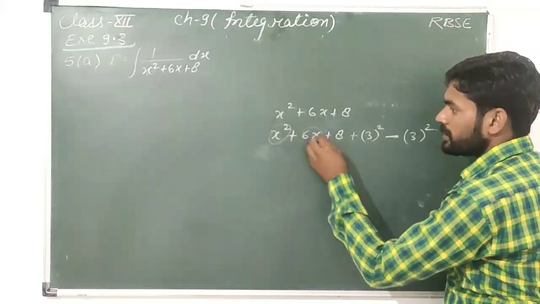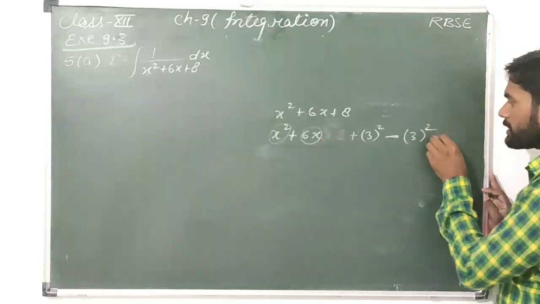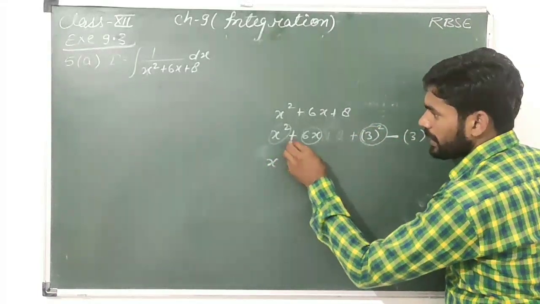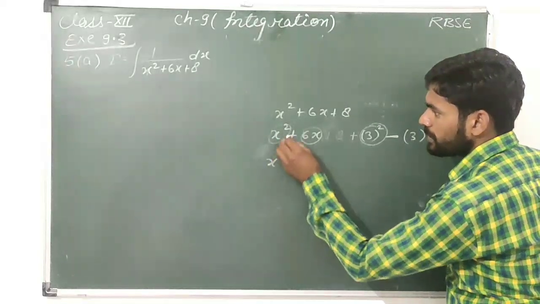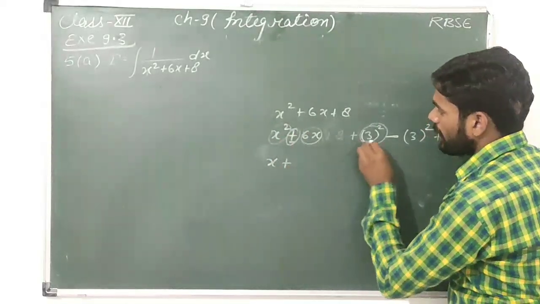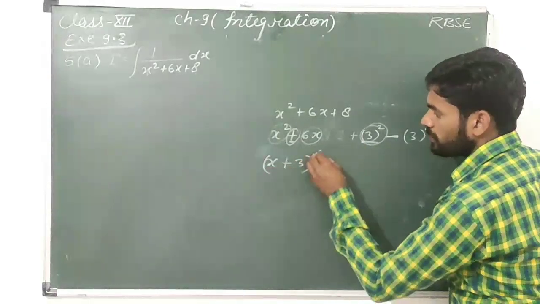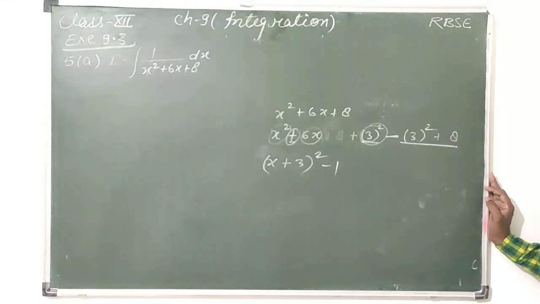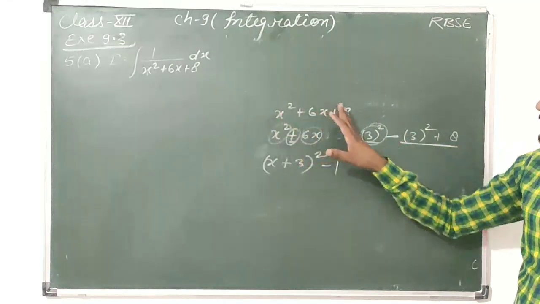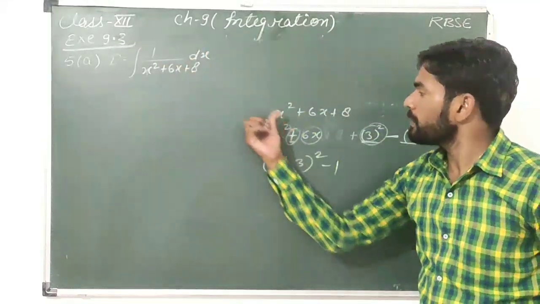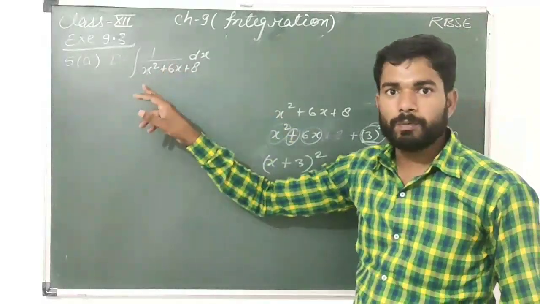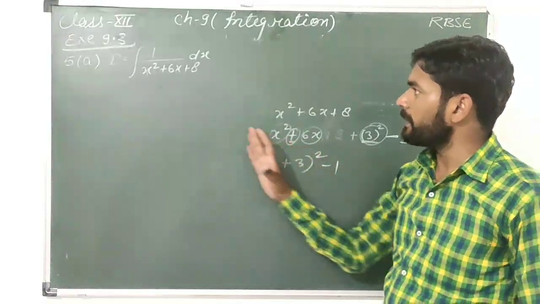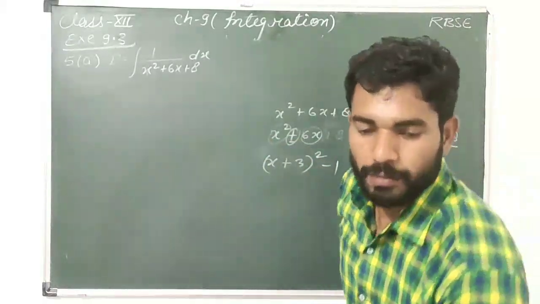Same value will remain. But this function, and plus a, I am writing here, and this function will give us an identity: this one from here, the symbol from here, and the next value from here. It is the whole square of this and it is minus 1. So we have an identity, that is the perfect square method. We will simplify this way, and all quadratic polynomials you will solve like this. It is the easiest method to simplify this type of question.